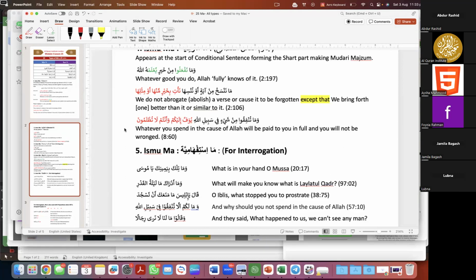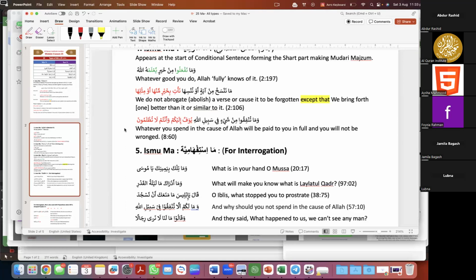Now we're doing the meaning for yuwaffa ilaykum. Whatever you spend in the way of Allah, yuwaffa, will be returned, ilaykum, to you. Wa antum la tuzlamun, and you will not be wronged. This is like a separate sentence, an extra sentence. Yuwafa ilaykum, that is the jawab. Does everybody understand that?